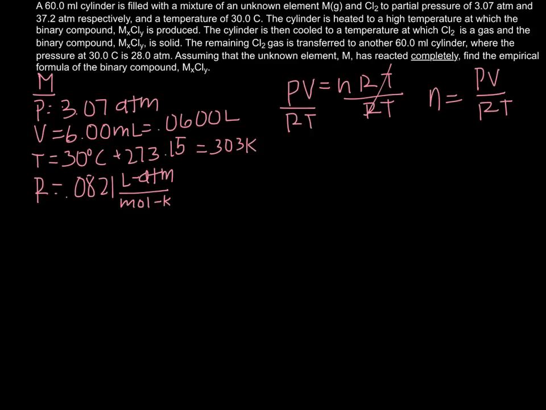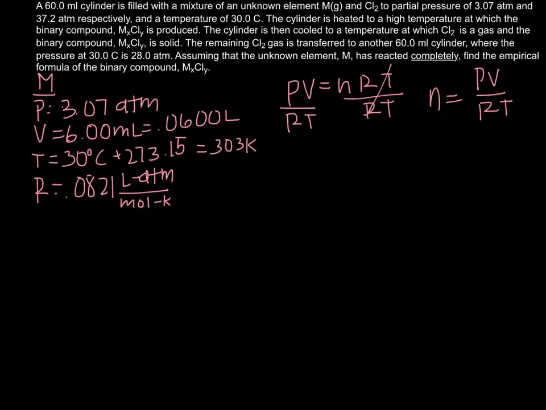In order to find the empirical formula, we need to find the amount of moles of each element used. So we are going to start with the unknown element M, which has a pressure of 3.07 atm, a volume of 60 milliliters, but we need it in liters, so that makes 0.0600 liters, a temperature of 30 degrees Celsius, but we need that in Kelvin, so we add 273.15, which gives us 303 kelvins, and we need constant R, which is 0.0821 liters atmospheres over moles K.